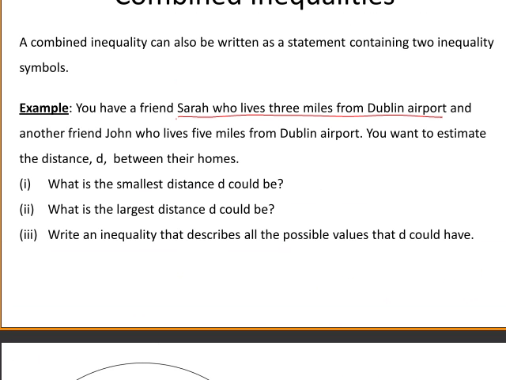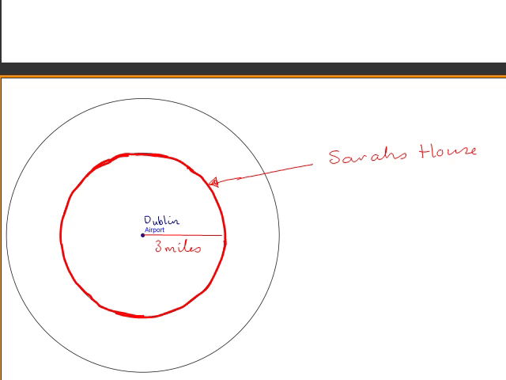Now also in the question, we are told that John lives 5 miles from Dublin Airport. So now looking at the black circle, this also has Dublin Airport as its centre. So we will set the radius of the black circle equal to 5 miles, since this is the distance that John is from Dublin Airport. So now John's house is situated anywhere along the circumference of the black circle, since anywhere along the circumference of the black circle is exactly 5 miles from Dublin Airport. So this is a picture representing the information that we were given in the question.